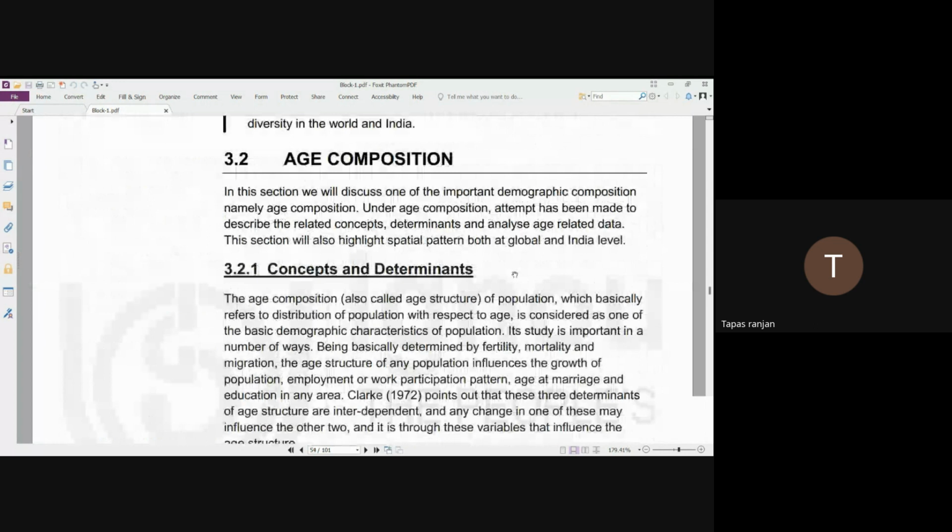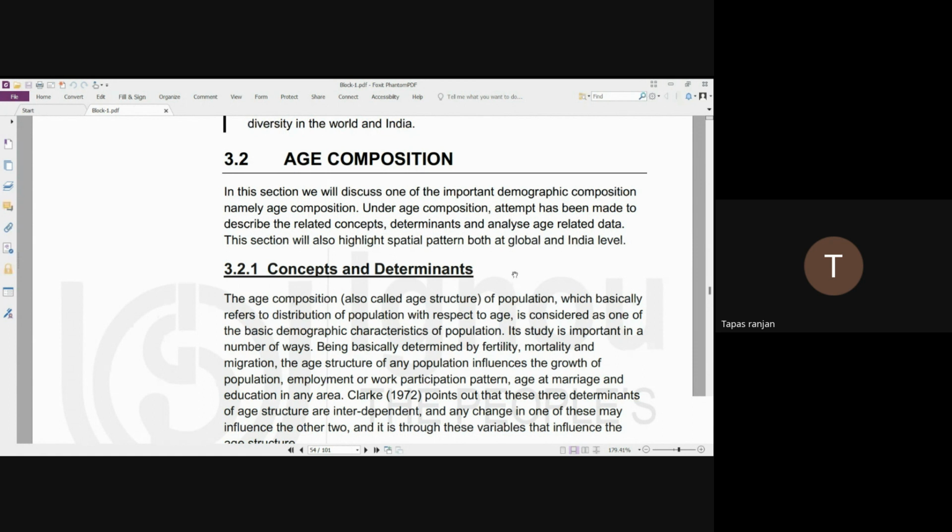Hello. So welcome back, everyone. We'll continue our discussion about the demographic and economic composition. So what is composition? Population composition. While discussing the first unit, I think we discussed population composition. So what is age composition? Age composition is basically how population is composed based on their age structure. In this section, we'll be dealing with age composition and sex composition.